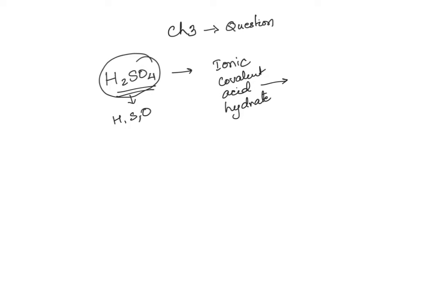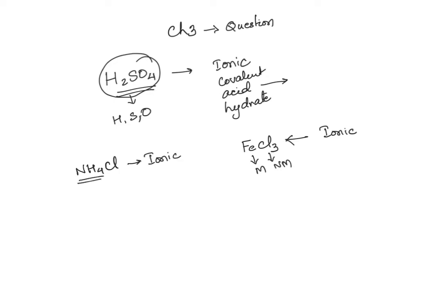You can also be seeing a compound like this, right? What is this? An ionic compound or a covalent compound or acid or hydrate? This has a metal and a nonmetal, so this is an ionic compound. What about this one? NH4Cl. This is also an ionic compound because it has the ammonium ion.